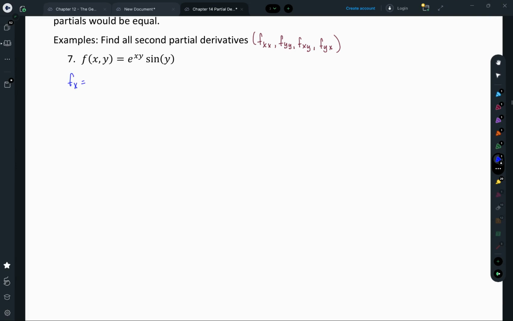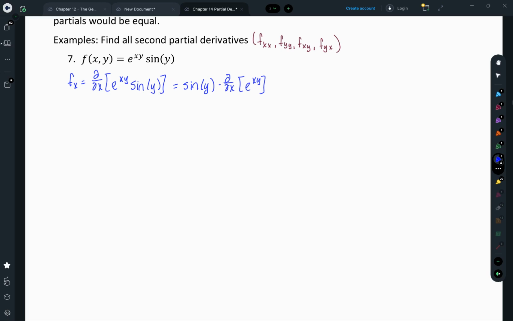So f sub x means I'm going to take del x of e to the xy times sine of y. Now if you notice what's going on in here, the sine of y is just a function of y. So that's like a constant when I'm taking the derivative with respect to x. So I'm going to focus on the e to the xy by rewriting this. This is going to be sine of y times del x of e to the xy. Helps me keep my eyes focused if I do that.